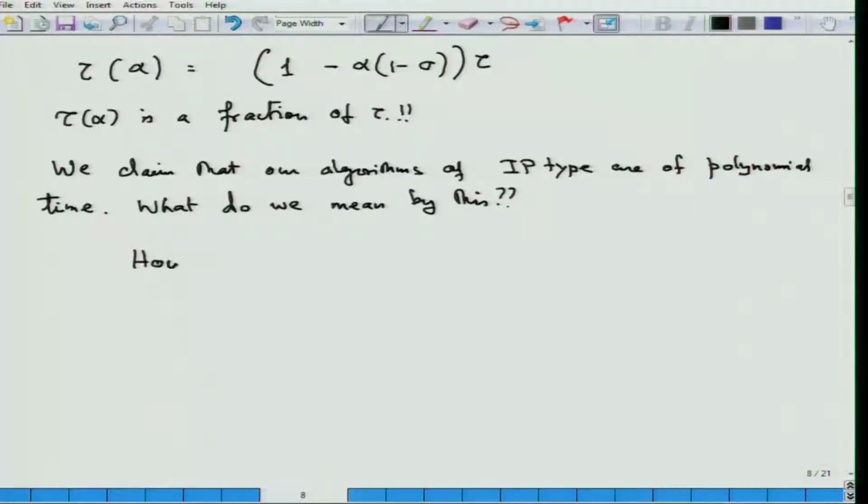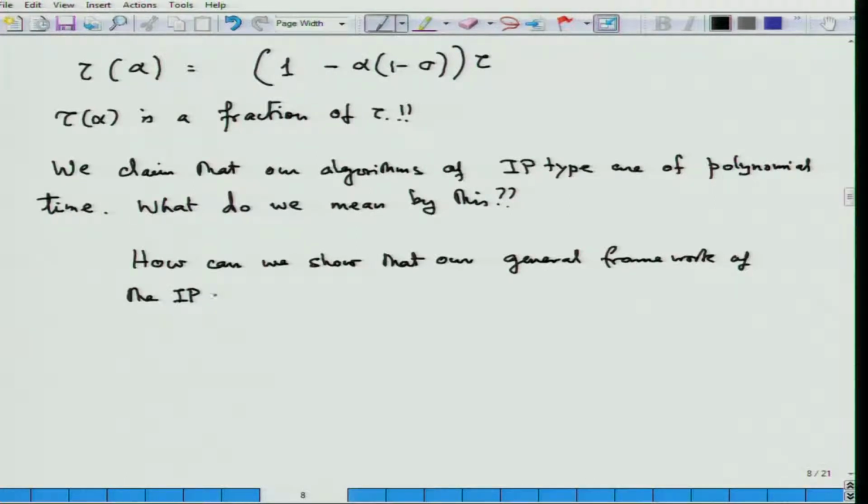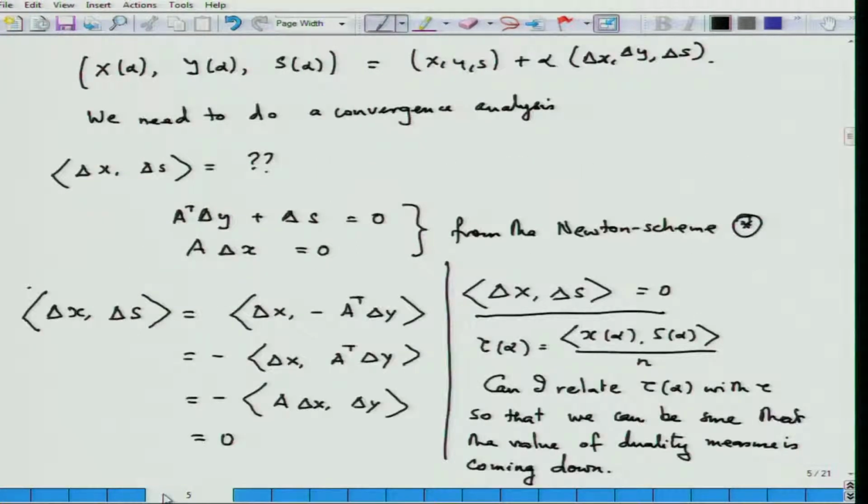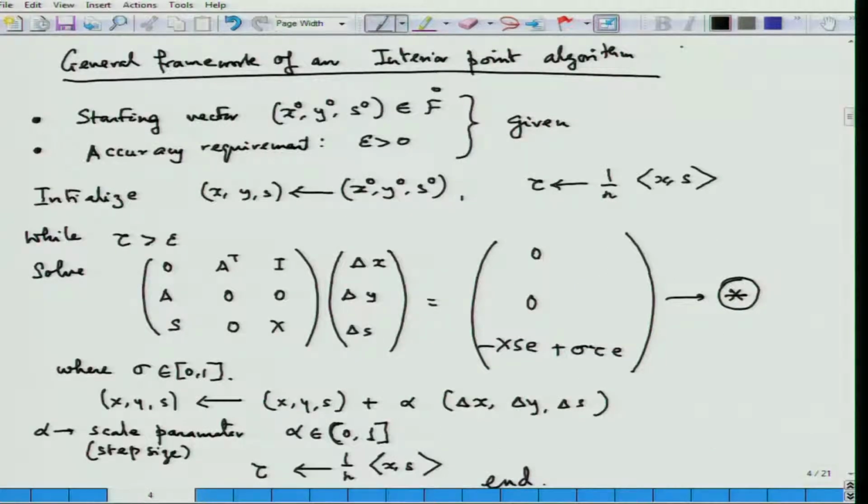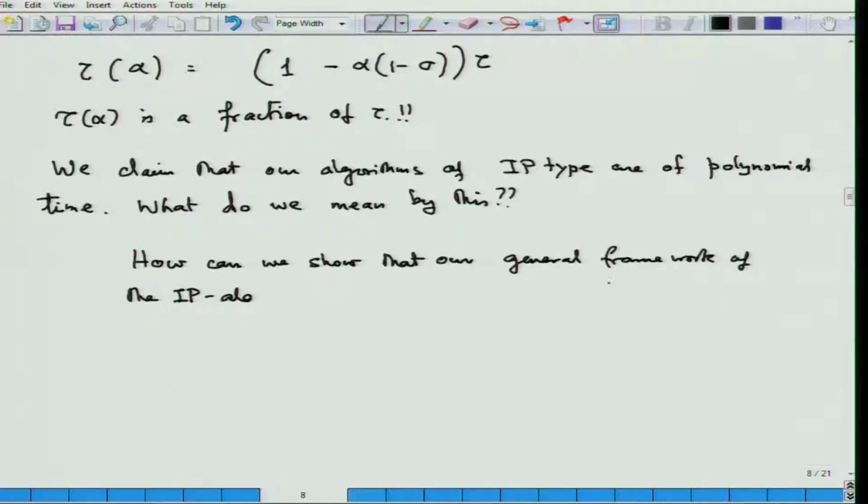Now, this is what we are going to discuss tomorrow. How can we show that our general framework of the IP algorithm, which we have done, which is actually this one, called the general IP algorithm, is polynomial time.